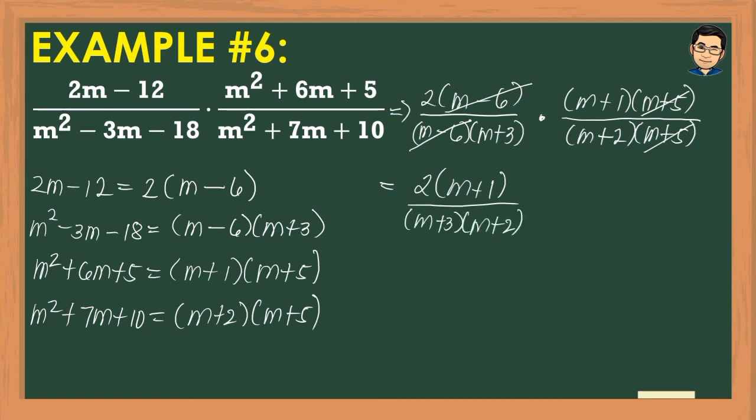So, multiply po natin. 2 times m, that is 2m. 2 times 1, that is 2. All over. So, itong m plus 3 tsaka m plus 2, imumultiply po natin using FOIL method.